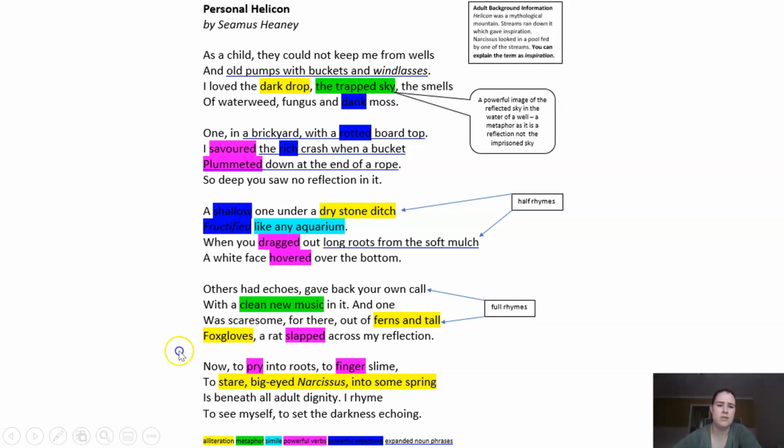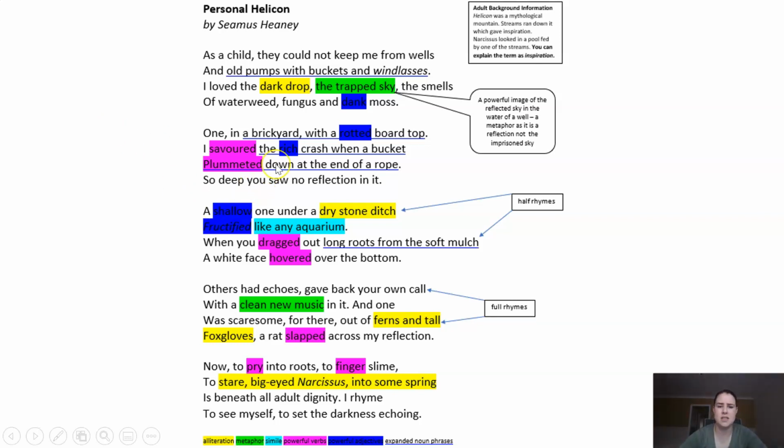We've then got some powerful verbs. So I savoured the rich crash when a bucket plummeted down to the end of it. Savoured means to enjoy, to really take it in, not just to go, oh yeah, I heard the crash of the bucket on the water. It's I savoured it. Imagine you went to the jungle and you're out in the jungle for a few weeks and you were given one chocolate bar. You would save that, you'd make it last as long as possible and enjoy it for as long as possible because it's the only one that you've got.